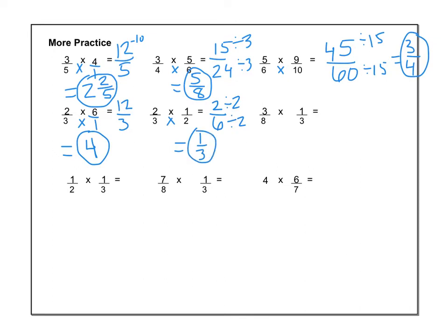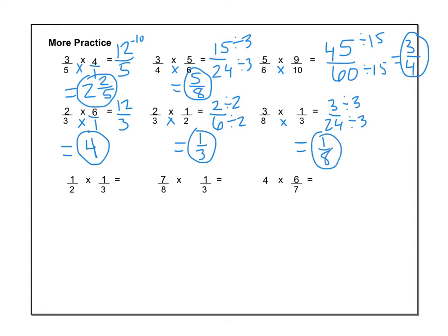Then we have 3/8 times 1/3. 3 times 1 is 3. 8 times 3 is 24. 3/24, both can be divided by 3. So we're going to get 1/8 as our final answer.